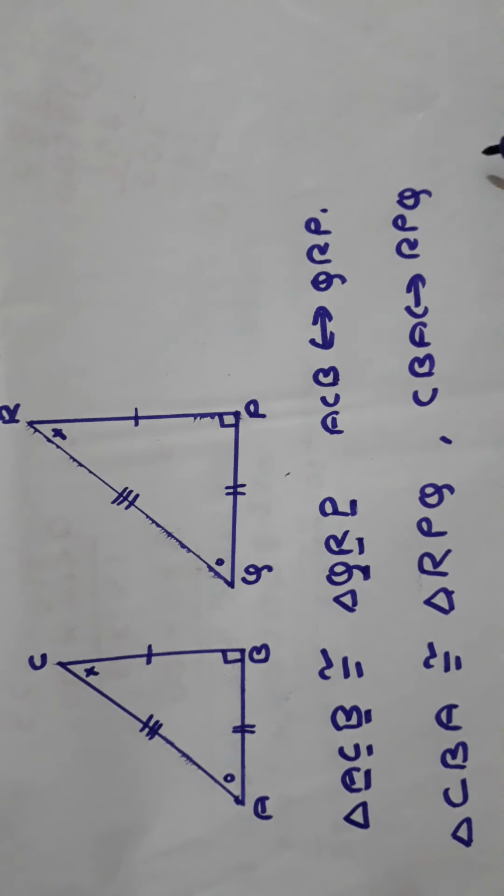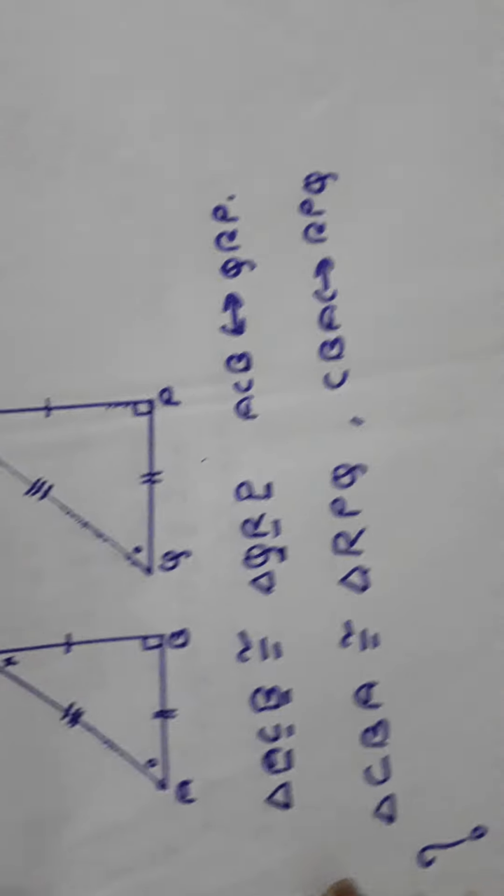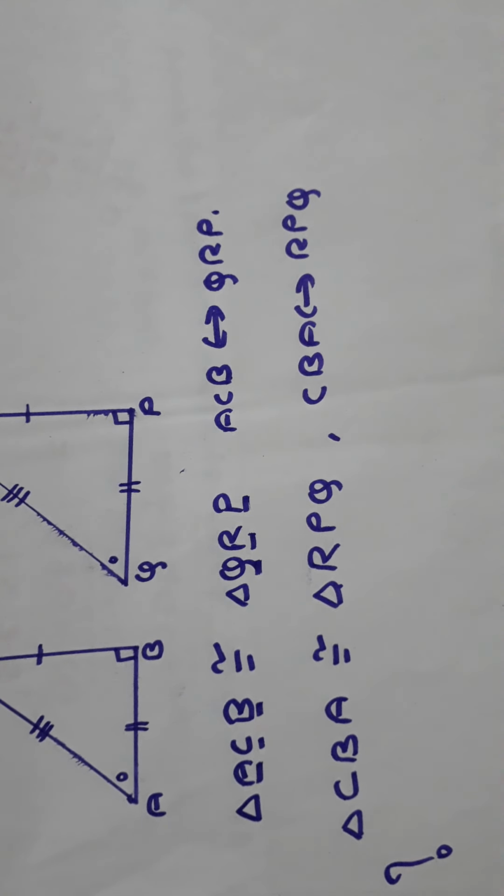Now there is one more way. Find out the third congruency. How can you write the third congruency? Now next is the test of congruency of two triangles.